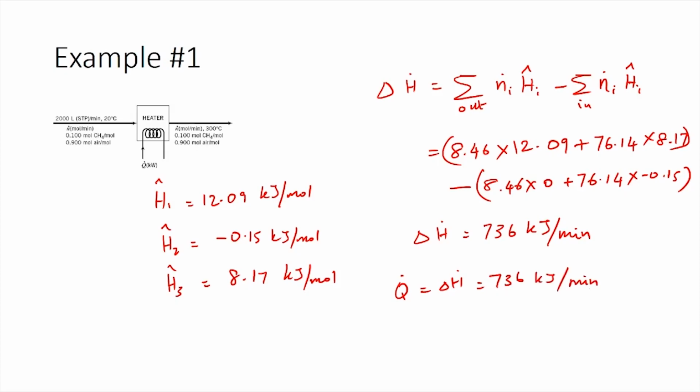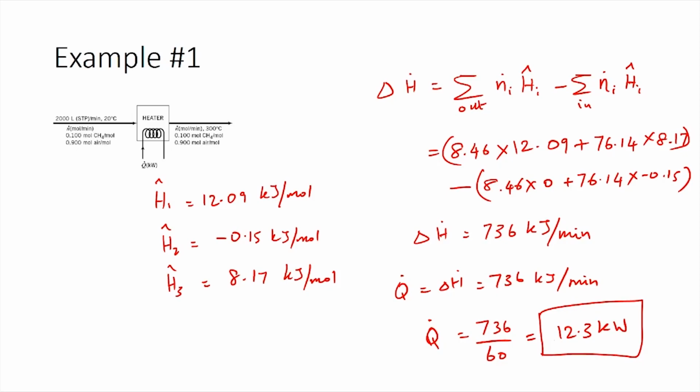The problem asks us to calculate the amount of heat that needs to be transferred in terms of kilowatts. So, Q dot would be equal to 736 divided by 60, which is 12.3 kilowatts. So, the final answer which we are looking for is 12.3 kilowatts. So, this is one example problem where we have calculated the amount of heat that needs to be supplied for heating a mixture from 20 degree Celsius to 300 degree Celsius.